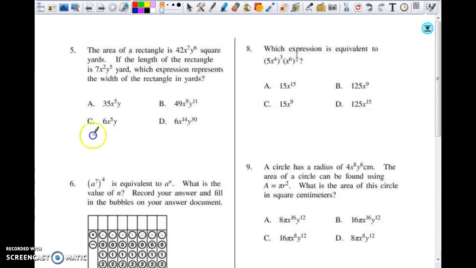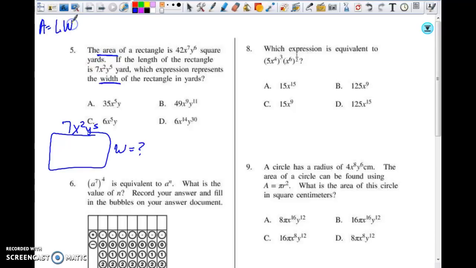So real quickly, we have this rectangle, right? We know that the length is 7x squared, y to the 5th, and we're trying to figure out the width. So the width is something that we don't know. We do, however, know the area. And what is area real quick? Area is length times width. Okay, if you don't remember it, we will give it to you, but still, you need to kind of know that area is length times width.